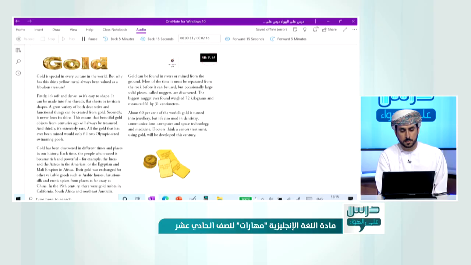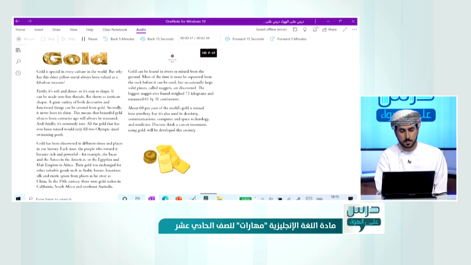Secondly, it never loses its shine. This means that beautiful gold objects from centuries ago will always be treasured. And thirdly, it's extremely rare. All the gold that has ever been mined would only fill 2 Olympic-sized swimming pools.